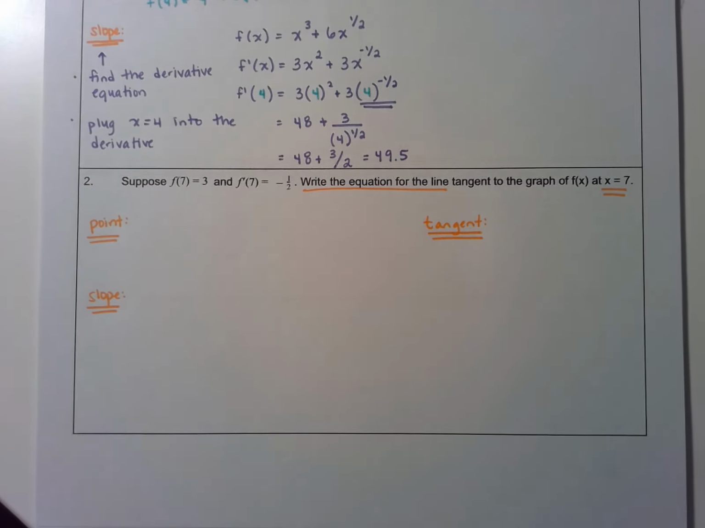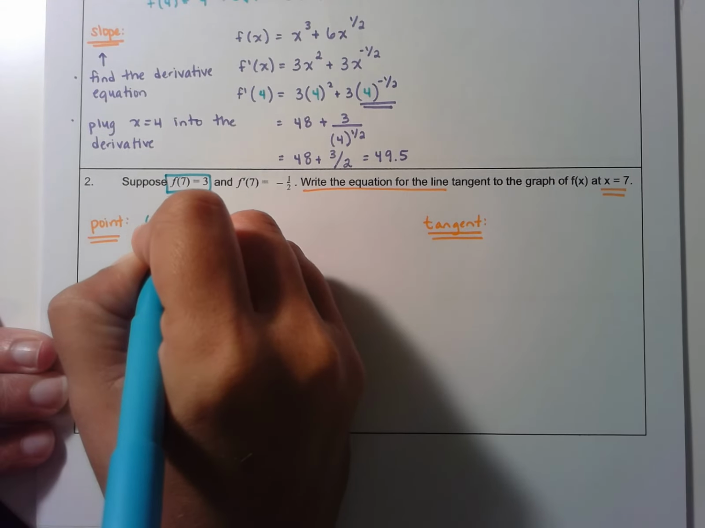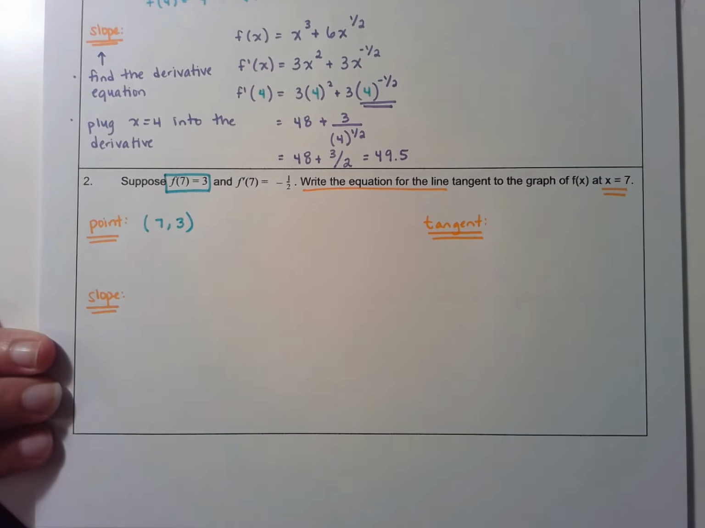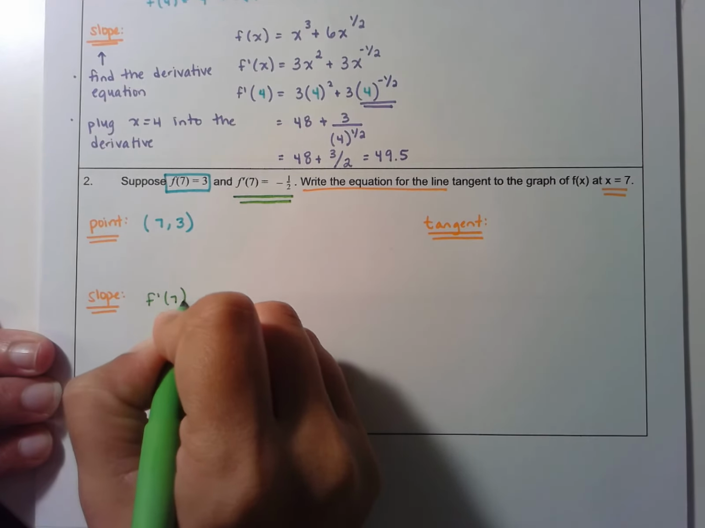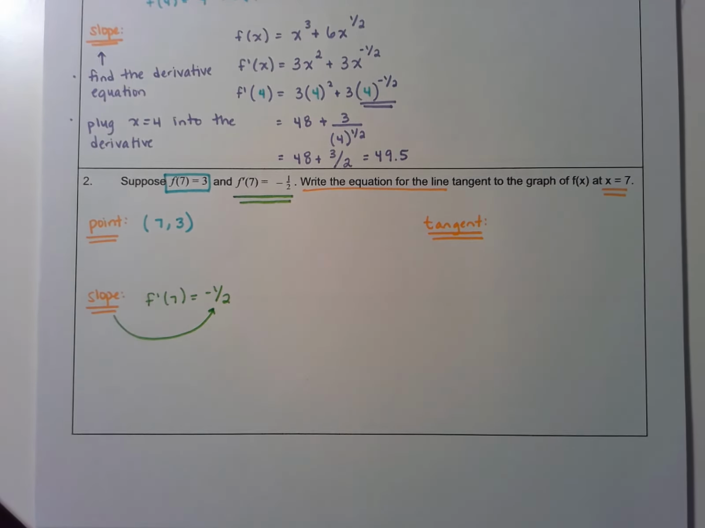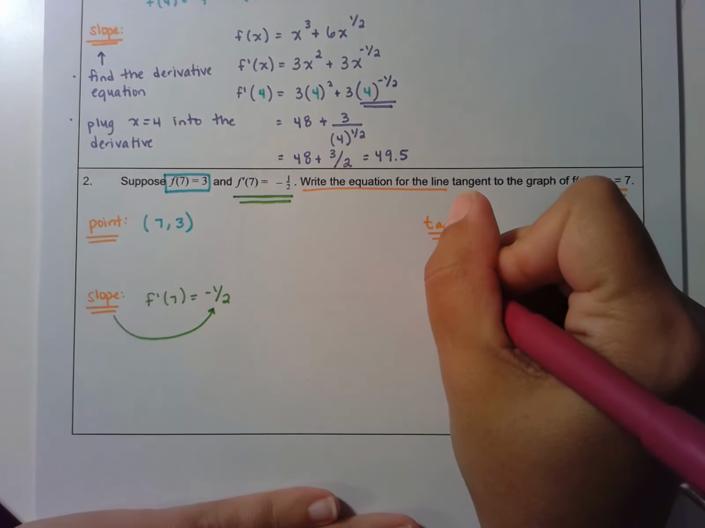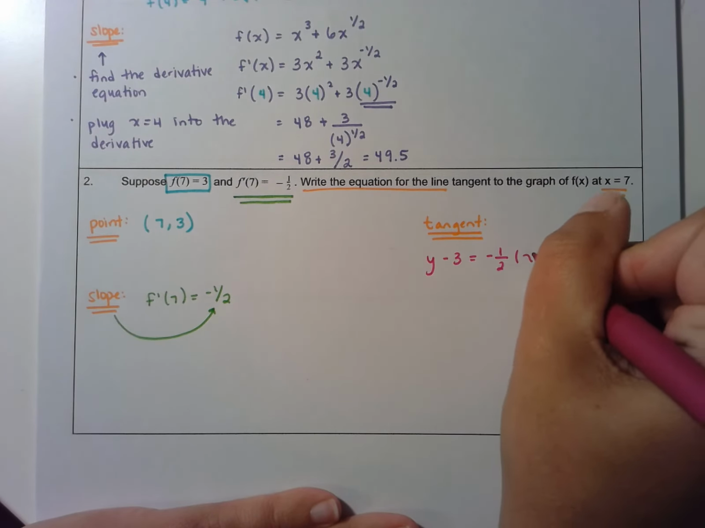Now, how can I find my point and my slope? I don't have an equation this time. In this case, we can actually use the given information and create our point and our slope. So if f of 7 is equal to 3, that means that the point is 7, 3. And if f prime of 7 is negative 1/2, then that means that my slope is negative 1/2 because f prime means derivative. So the derivative, the slope at 7, is negative 1/2. That means that all I really have to do here is put those things together and make the equation. So y minus 3 equals negative 1/2 times x minus 7.